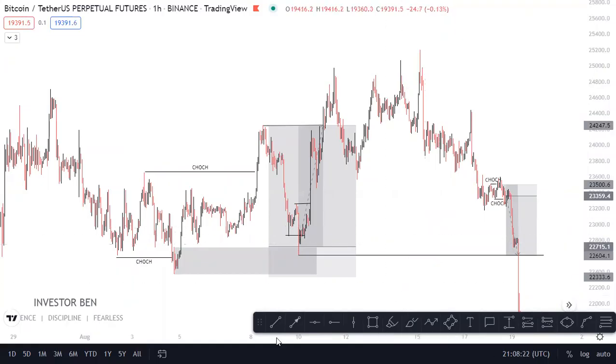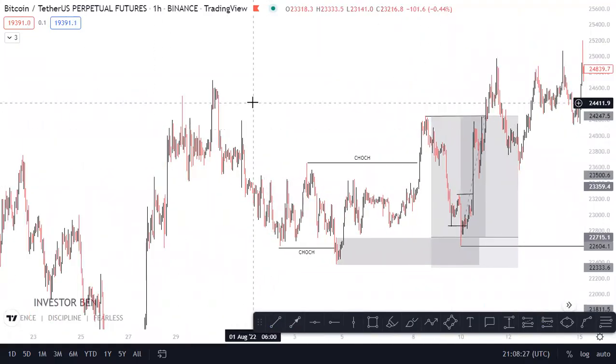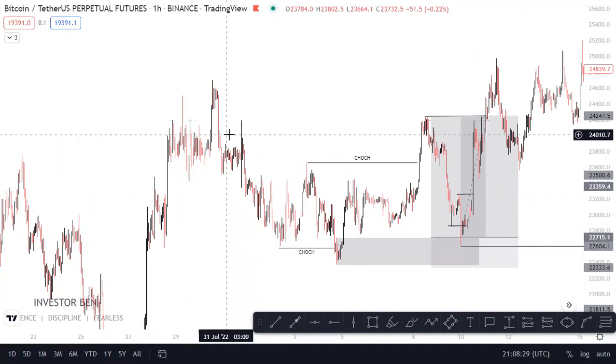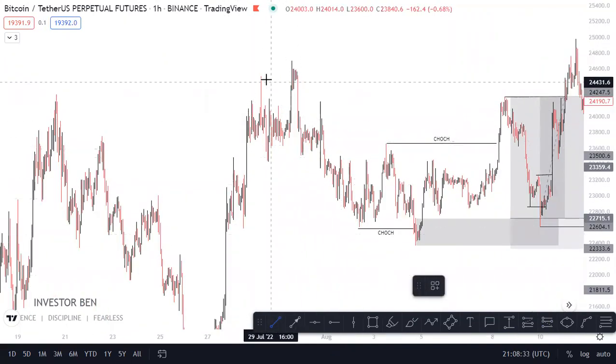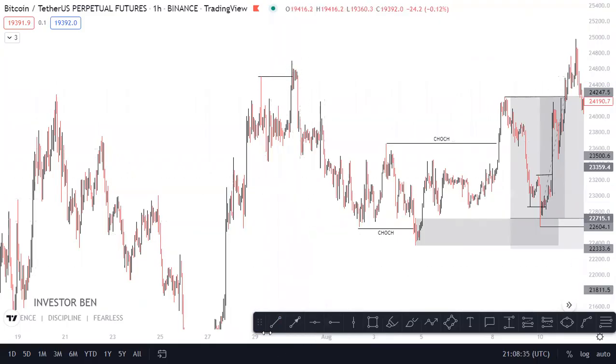Even tradable change of character, right? Okay, let me not talk about it now so you can focus actually. All right, so we had one here. We had a change of character at this point. Price took out this high, right? Price took out this low, and as price took out this low at this point, price reversed immediately.